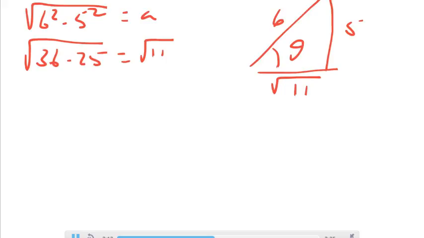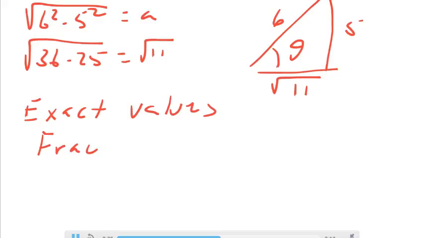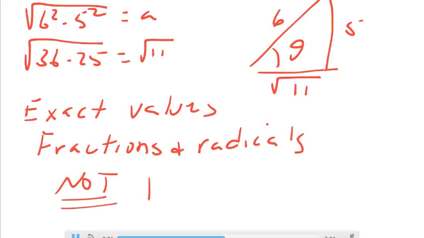Now we want to keep that as square root of 11, not as a decimal approximation, because we're looking for exact values, which means fractions and radicals, not decimals. Unless the decimal can be used to exactly represent the fraction, a decimal approximation is not acceptable. So 0.5 is okay instead of a half, 0.25 is okay instead of a quarter, but a decimal approximation of square root of 11 is not acceptable for an exact value.